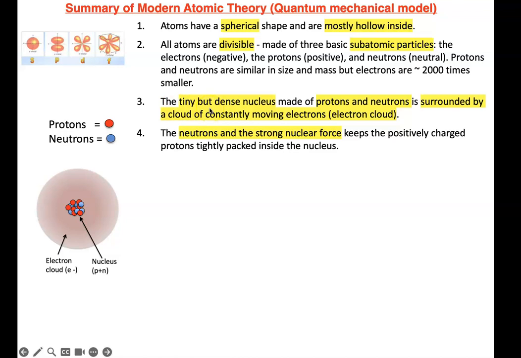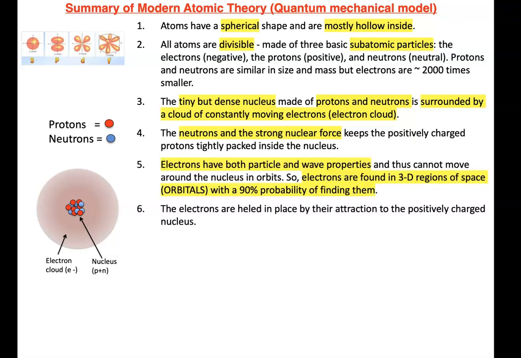4. The tiny but dense nucleus is made up of protons and neutrons and is surrounded by a cloud of constantly moving electrons in an electron cloud. Neutrons and the strong nuclear force keep the positively charged protons tightly packed inside the nucleus. 5. Electrons have both particle and wave-like properties and thus cannot move around the nucleus in orbits. So electrons are found in 3-dimensional regions of space called orbitals with a 90% probability of finding them.